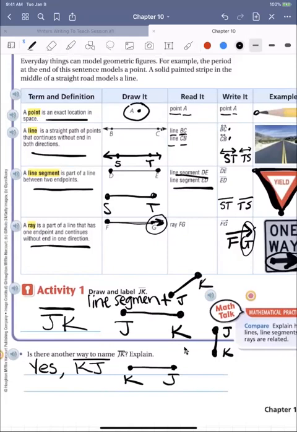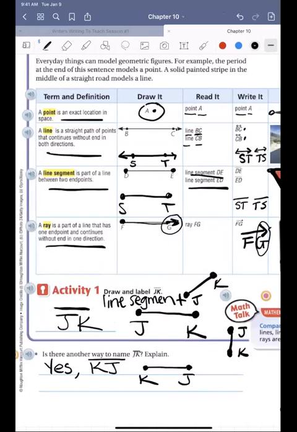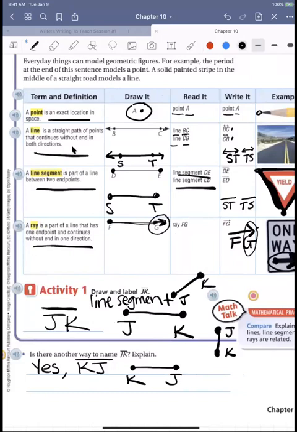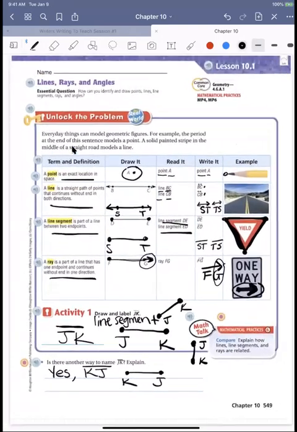Because when you have a line segment, either name can come first. It doesn't matter. So it's the same as the line. Either one can come first. The only time the order matters is when you have a ray. But if it's a line or a line segment, it can be either letter first.